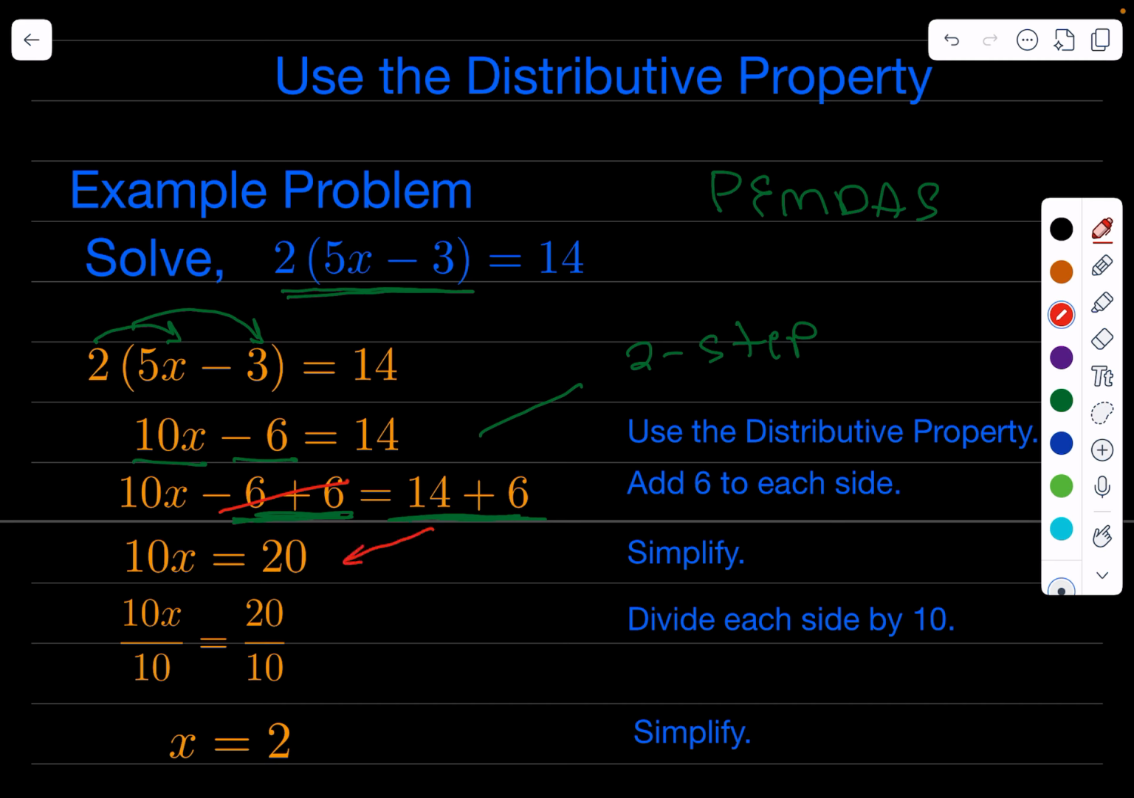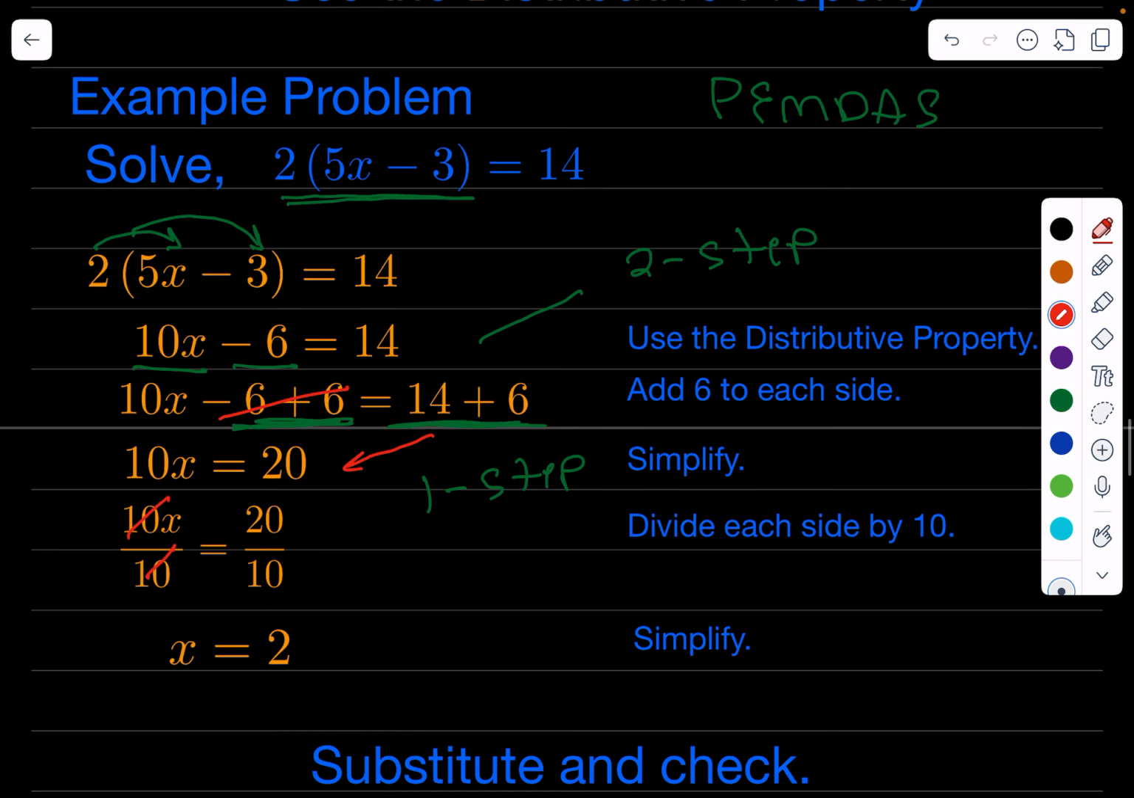Our 20 comes down. Now notice we are back to a one-step equation. We have multiplication, so we're going to divide both sides by 10. Okay? The 10s cancel, x comes down. 20 divided by 10 is 2. So we think our answer is 2. We'll check that in just a second.